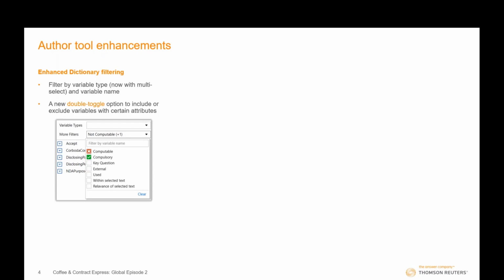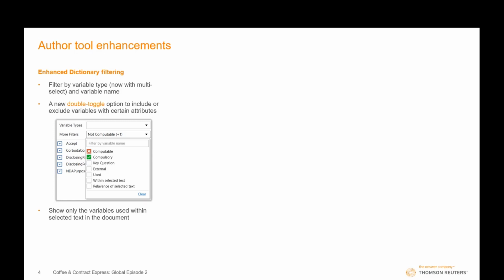So we have all these additional attributes that you can search by. I can just read out the list, but you can search whether it's a key question or not, whether it's from an external dictionary or whether it's internal to this particular template, whether it's used in the template or not used. And then the last two are a little bit different, and these came from some requests that we've had over the last few months as well.